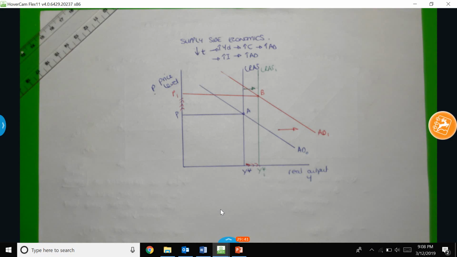Tax cuts don't often raise output very much, but they do raise the demand for goods and services by a lot. And it's that increase in the demand for goods and services that then puts significant upward pressure on prices and causes big increases in inflation.